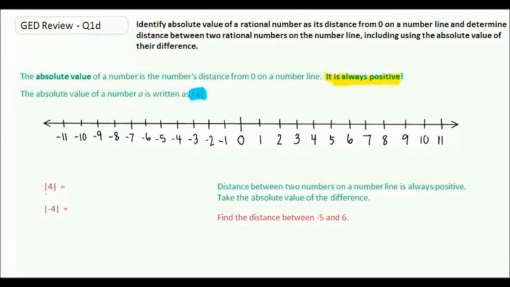So if we're looking at the absolute value of 4, here's 4, here's 0. That would be 4 spots away. So the absolute value of 4 is 4.